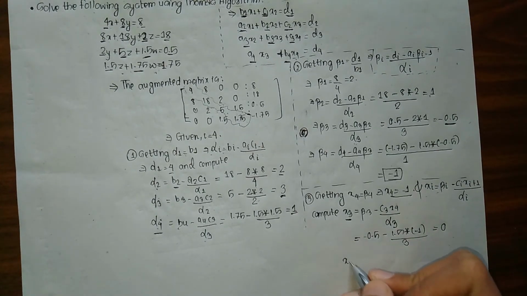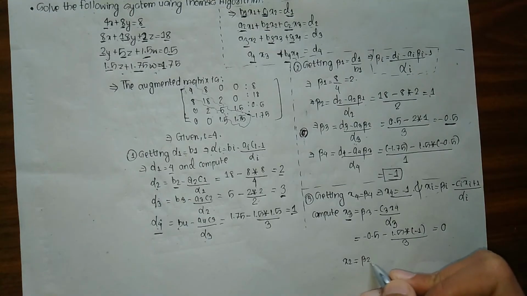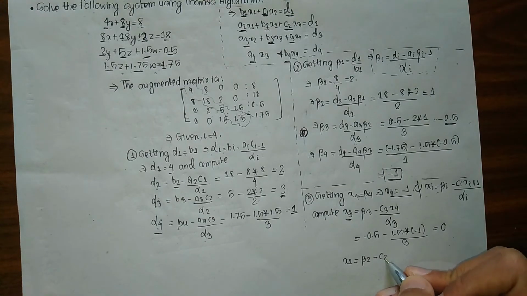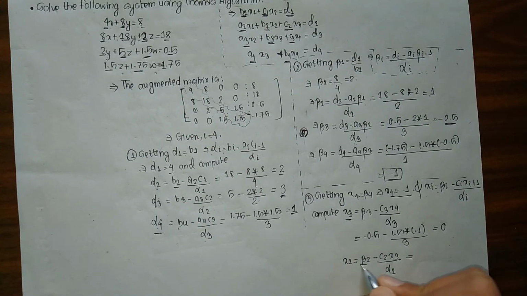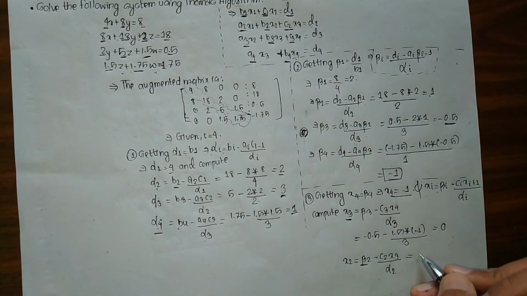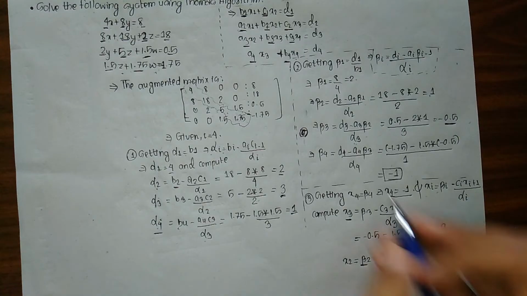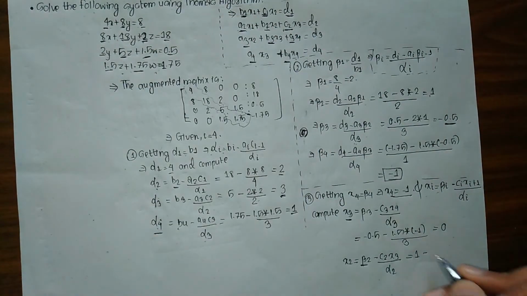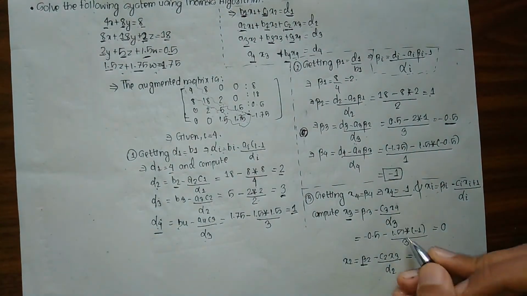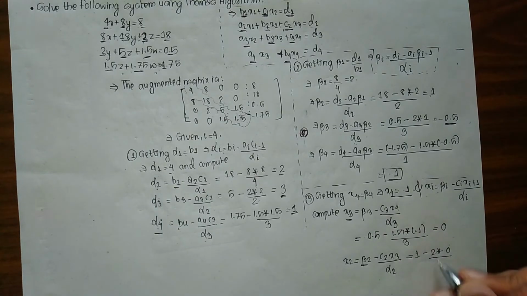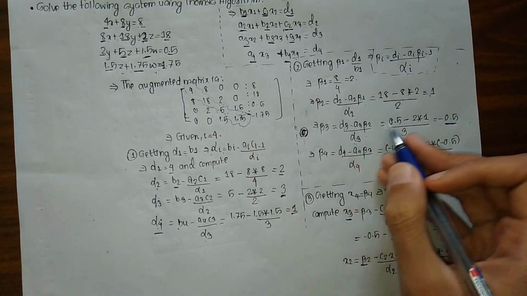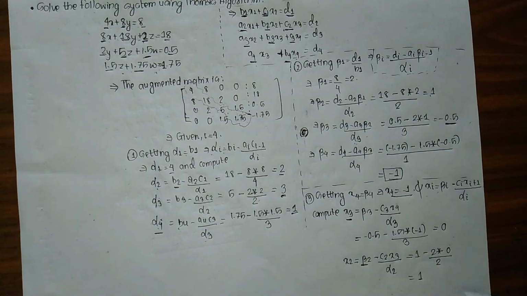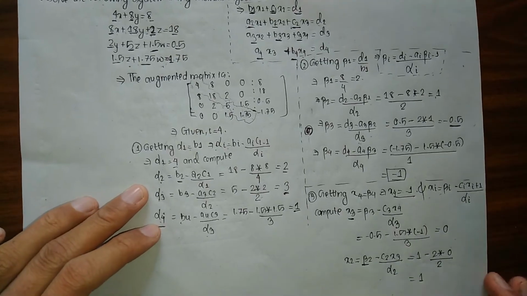Now we need x2. Our x2 will be beta 2 minus c2 x3 divided by alpha 2. This will be equal to beta 2, which is 1, minus c2. We'll have our value of c2 from here, 2, into x3, which is 0. So basically this is going to be 0. We can simply write this as 1. Our alpha 2 is equal to 2. So this is basically 1.